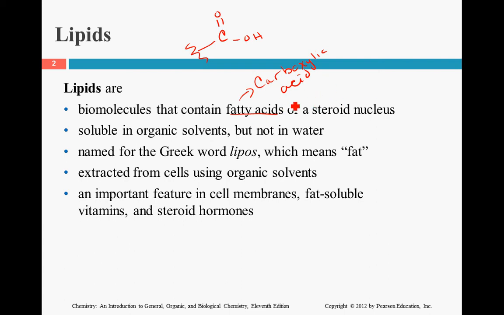The fatty acids can then be broken down into further categories. The steroid nucleus is actually three hexagons and a pentagon all shaped together, and we're going to talk about that more later.